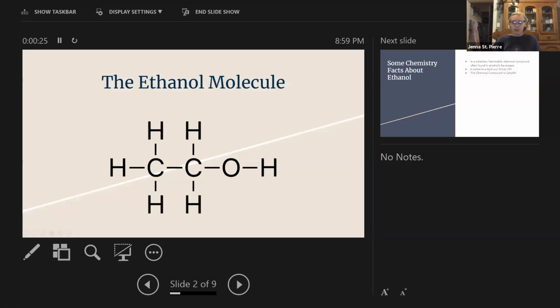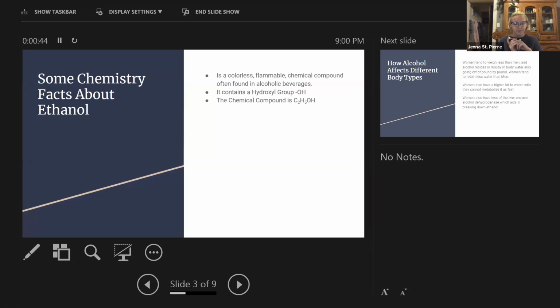So first off, we're going to talk about alcohol in general and its chemical makeup. The chemical molecule, of course, is ethanol, where it has 2 carbons, 5 hydrogens, and then an oxygen bonded with a hydrogen. Some fun facts about ethanol is that it is a colorless, flammable chemical compound often found in alcoholic beverages.